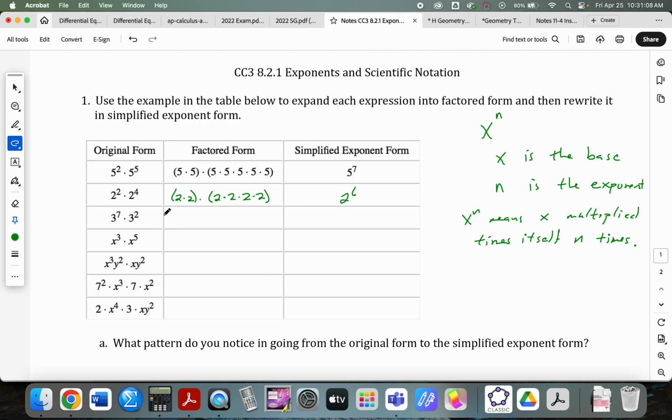So hopefully on that, the only problem with this is how long it takes to write it out. 4, 5, 6, 7 times. So that's 3 to what power? To the 9th power. And here we've got 3 x's multiplied together times 5 x's multiplied together, which gives us x to what power here? X to the 8th.